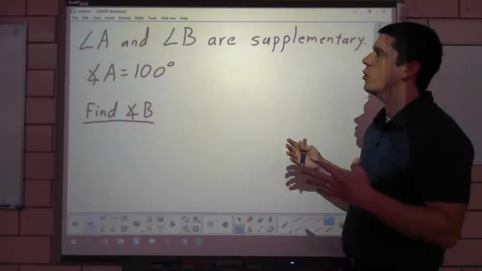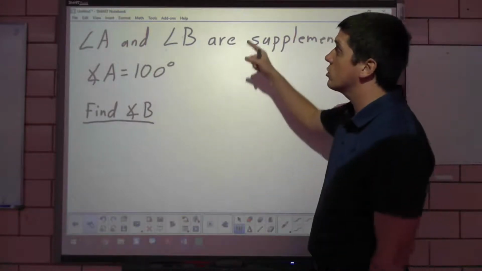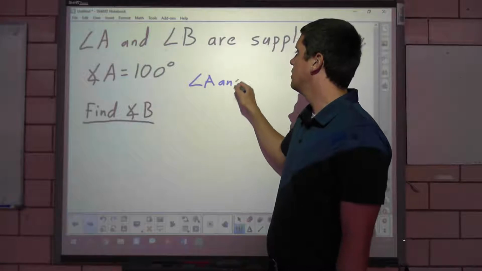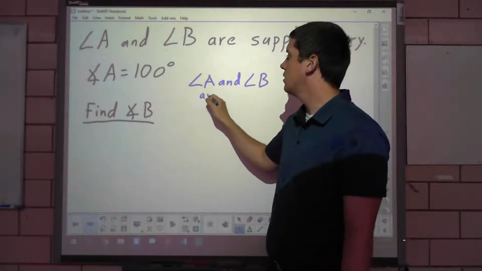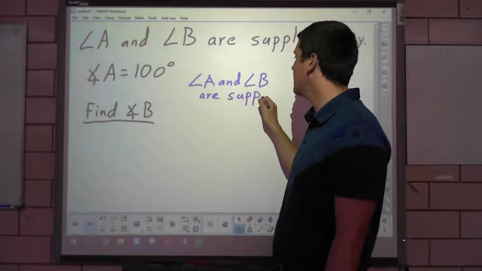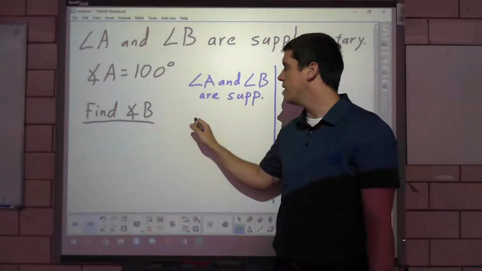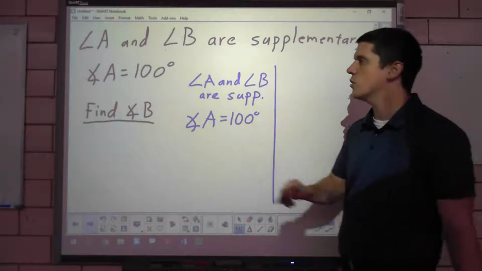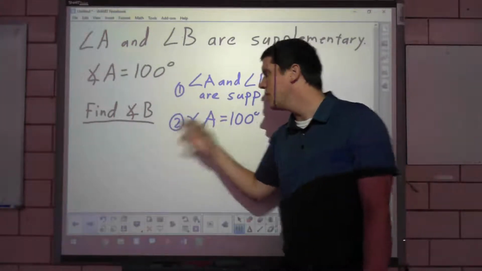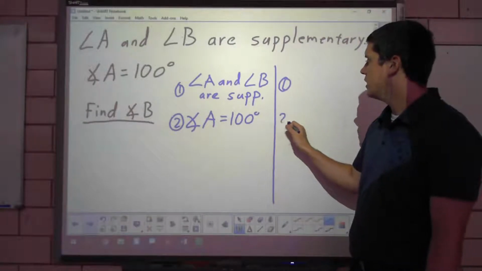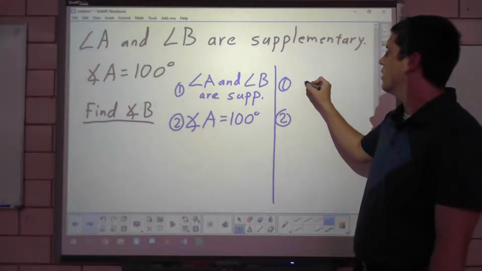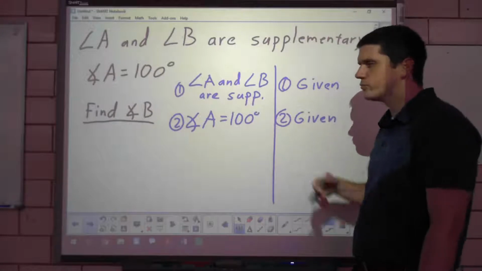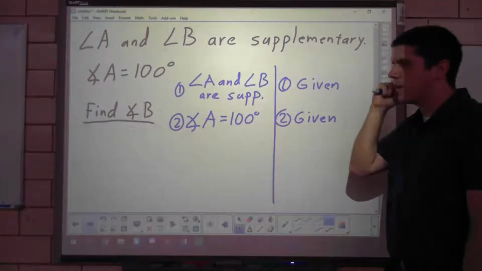So when we start this off, we're going to go ahead and we're just going to write those givens. There were two things that we were given. We were given that angle A and angle B are supplementary, which I'm going to abbreviate here just for the sake of space, and then also that measure of angle A equals 100 degrees. So right there, just next to those, let's say 1 and 2, just so that way we're keeping these things in line here. So that was given, number 1 was given, and number 2 was given. So pretty simple, pretty straightforward with that regard.